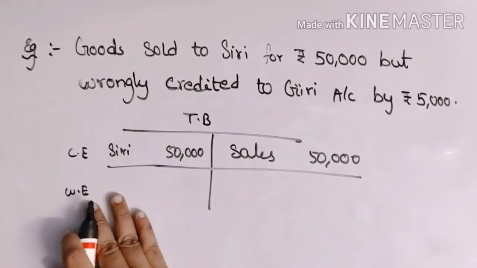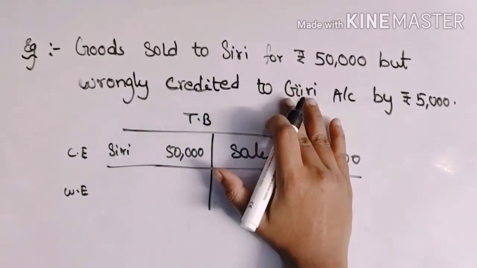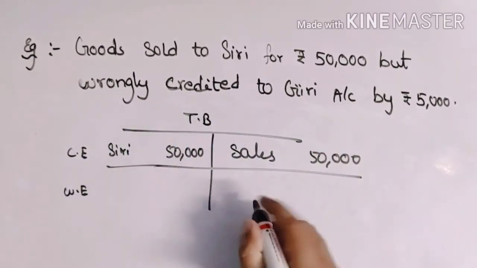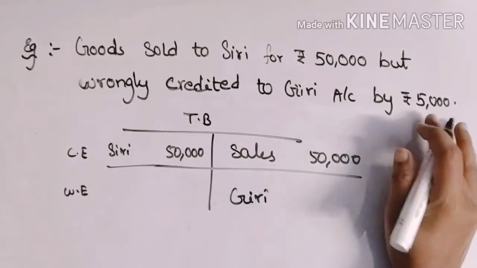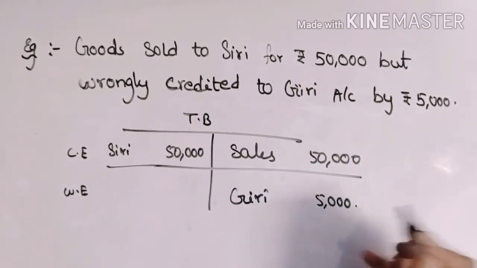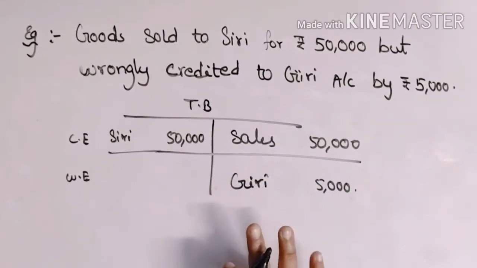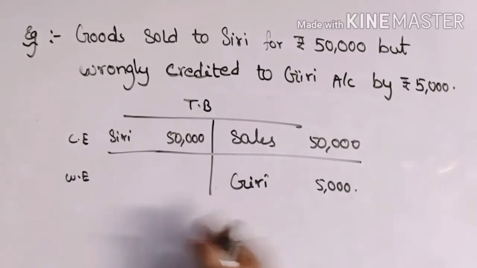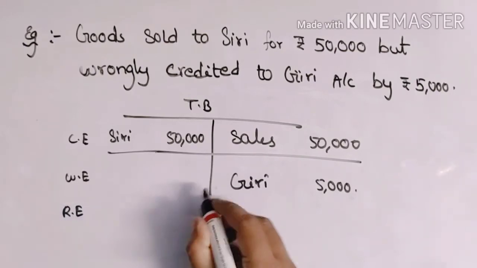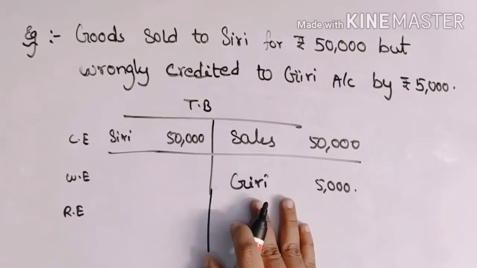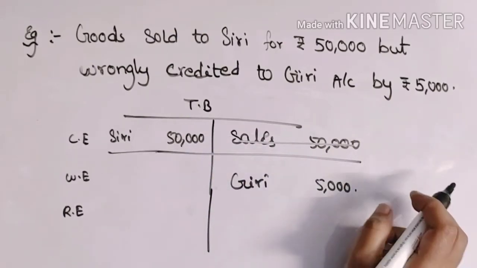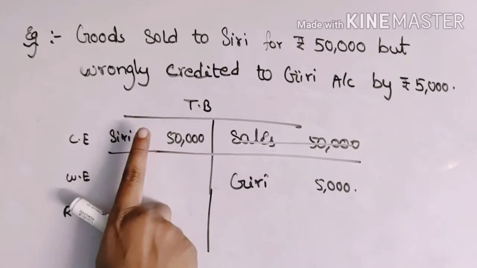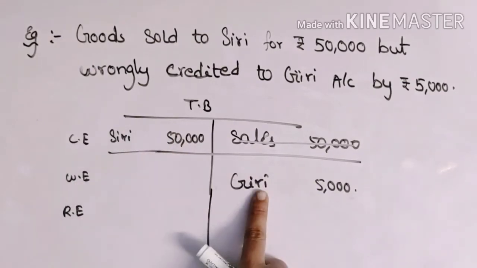But what they have written wrongly means they credited the Giri account. So in the wrong entry we have to credit the Giri account here. Giri account, how much did they credit? 5,000 rupees. So this is the wrong entry. Now we have to rectify this first of all. So in the process of rectification, firstly there is no entry happened in this sales account. Why? Because the Siri account must be debited. Instead of debiting this Siri account, they have credited this Giri account.